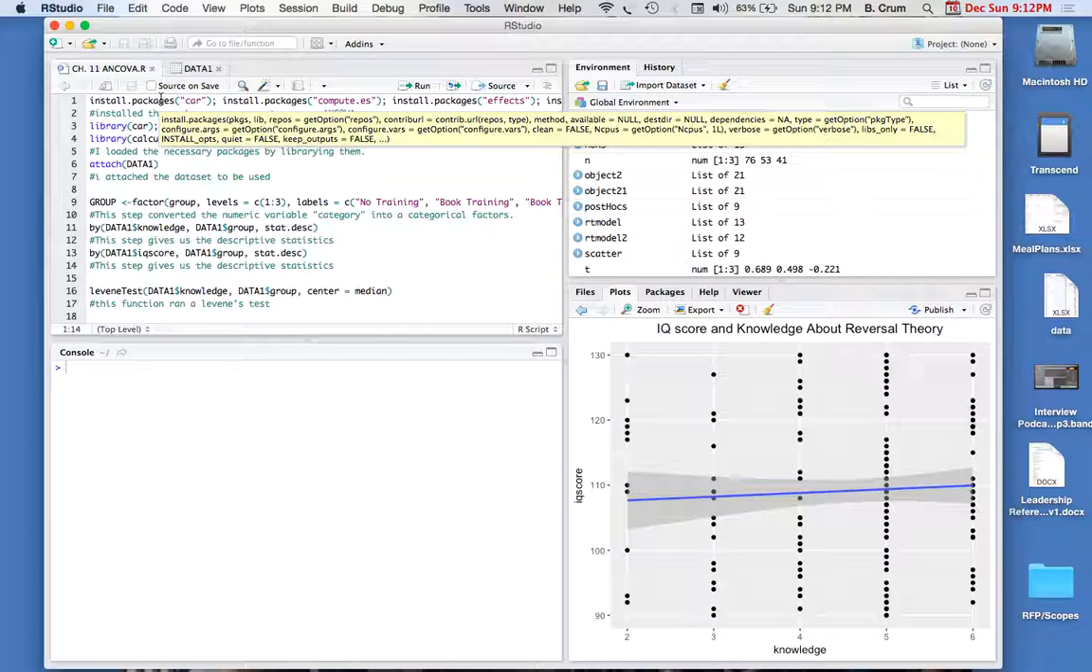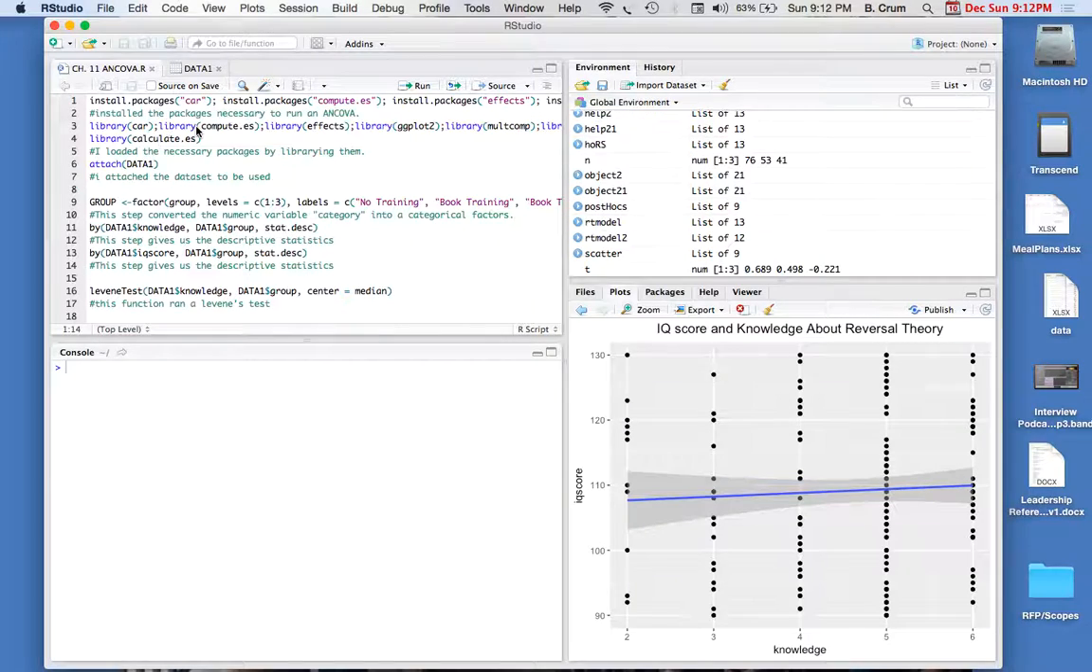The package ggplot2 is used to create graphs. The package multcomp is used for post hoc tests. The package pastecs is used for descriptive statistics. The package WRS is used for a robust test. So this is where I installed them, and this is where I libraried them. This is where I attached my data set.